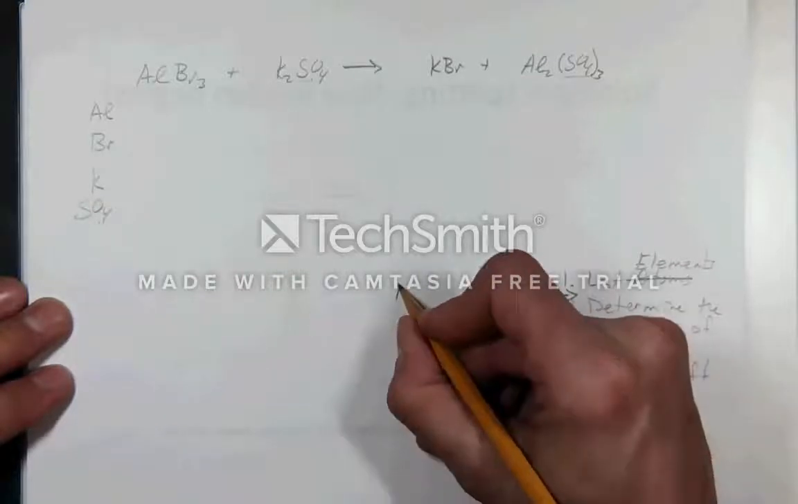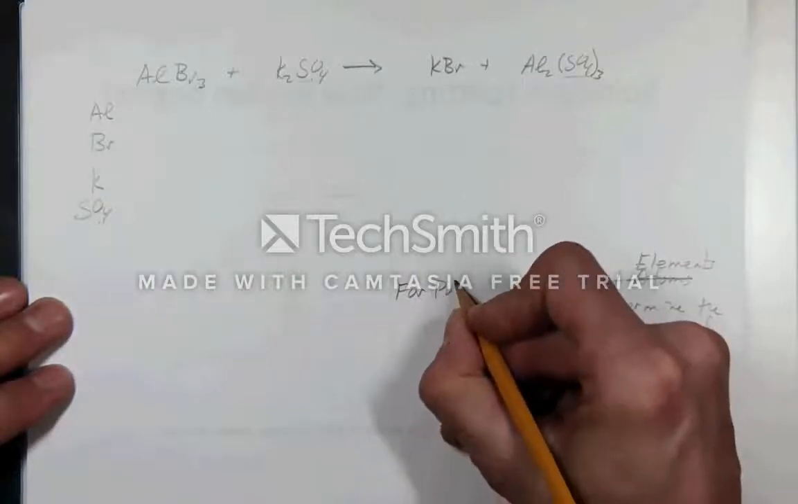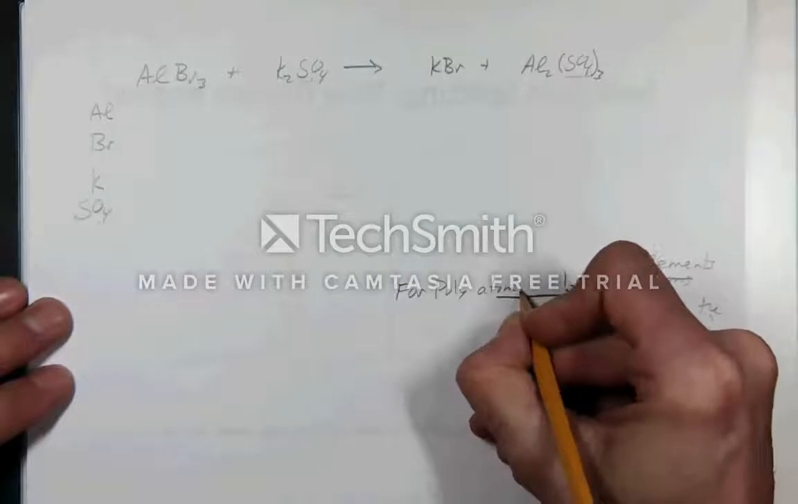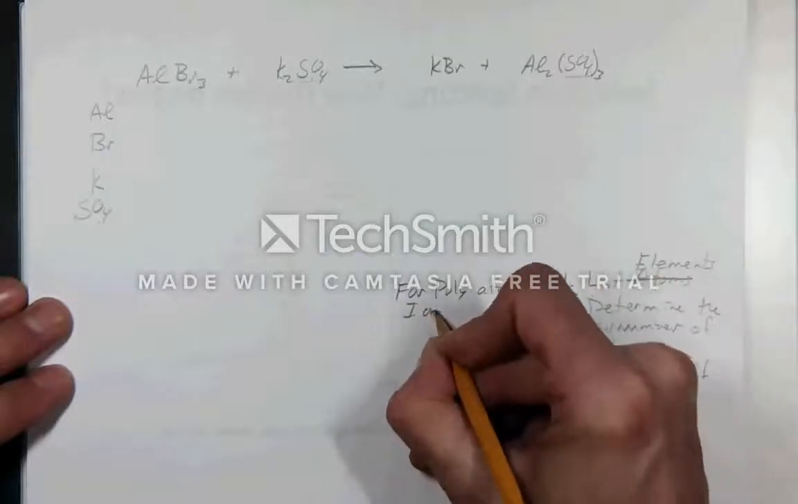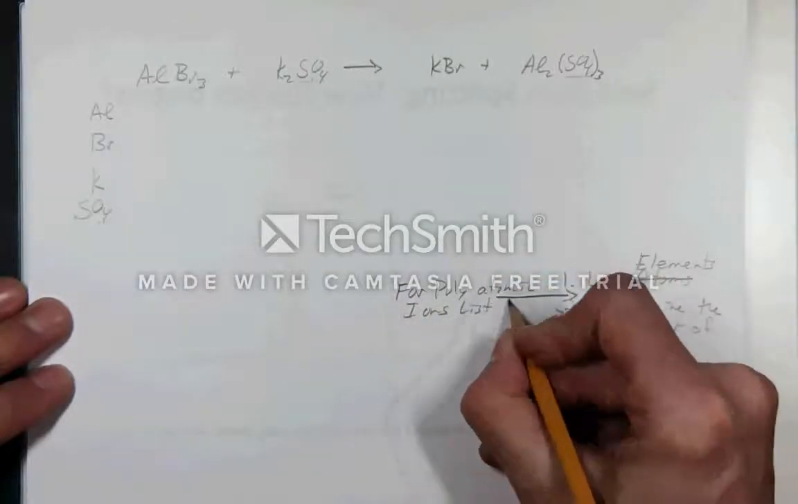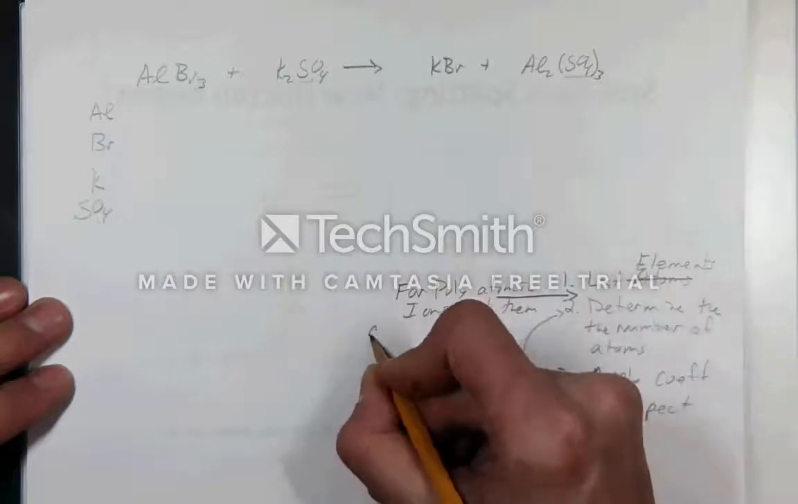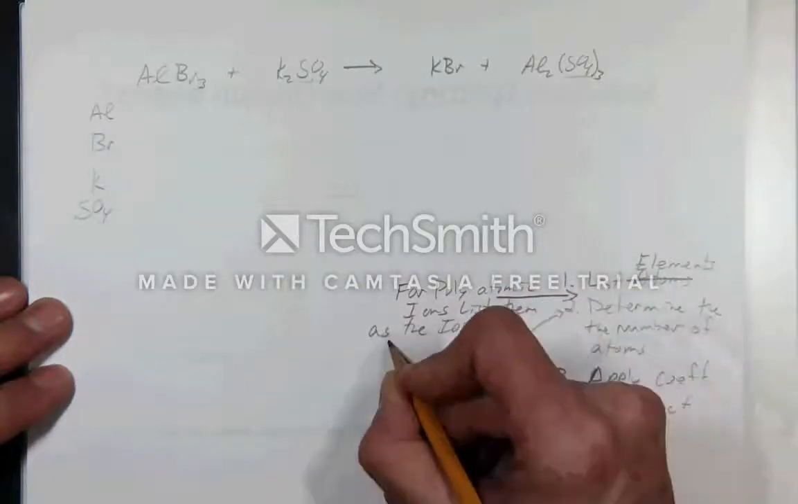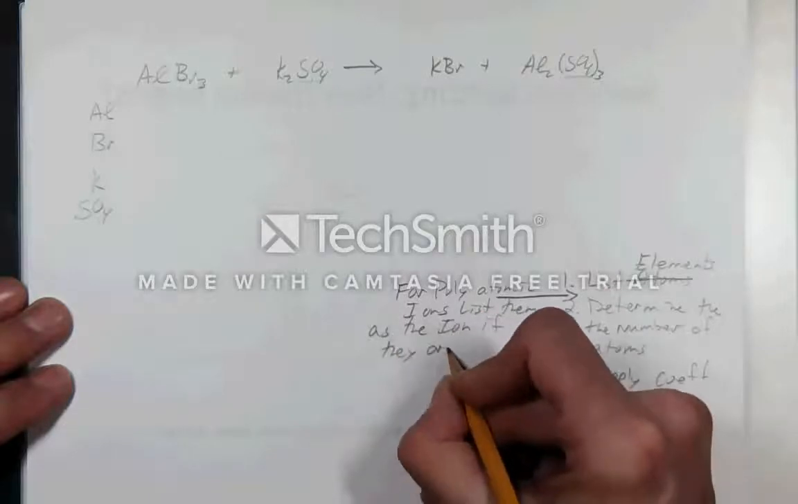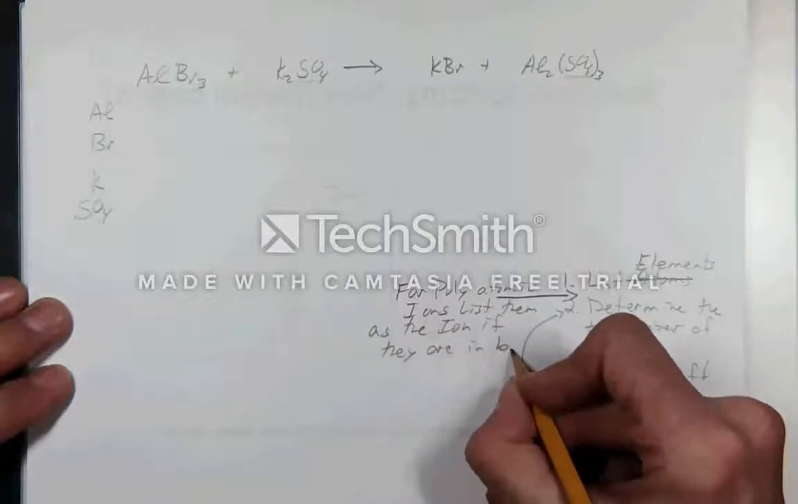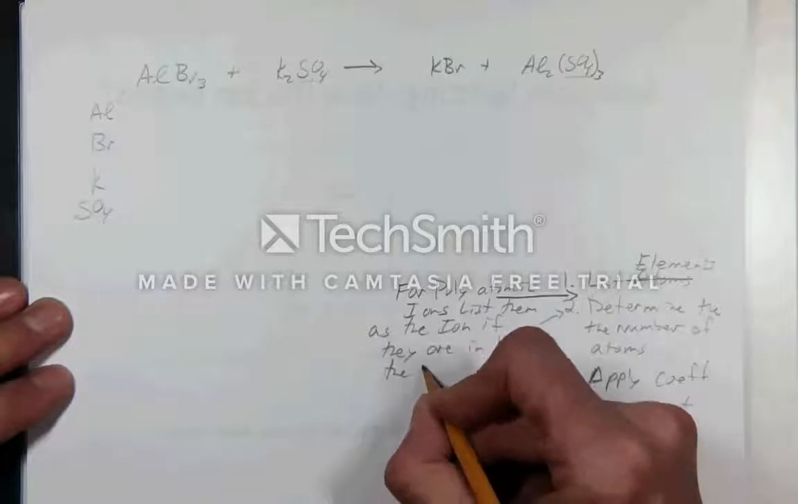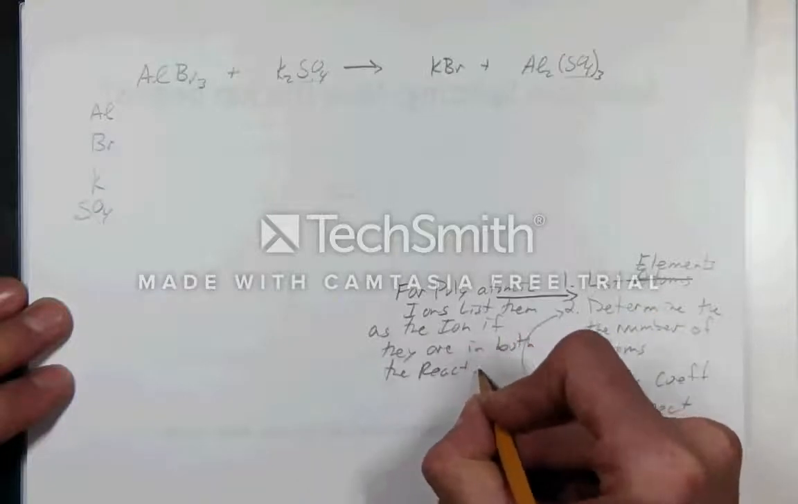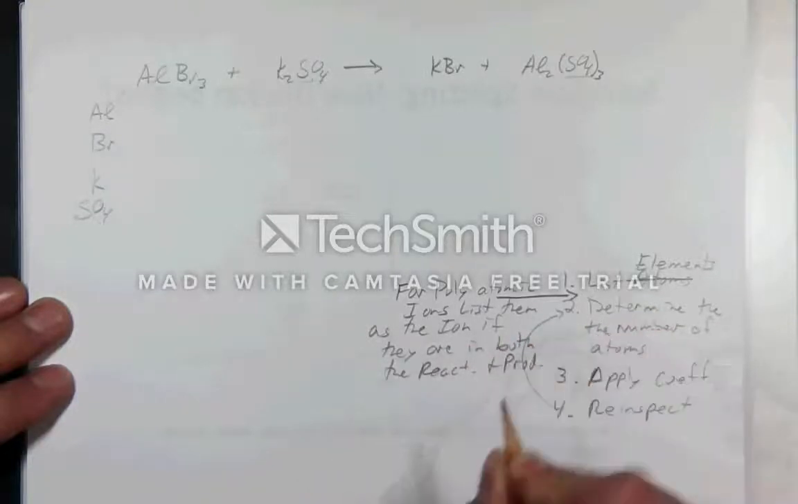So for polyatomic ions, list them as the ion if they are in both the reactants and products.